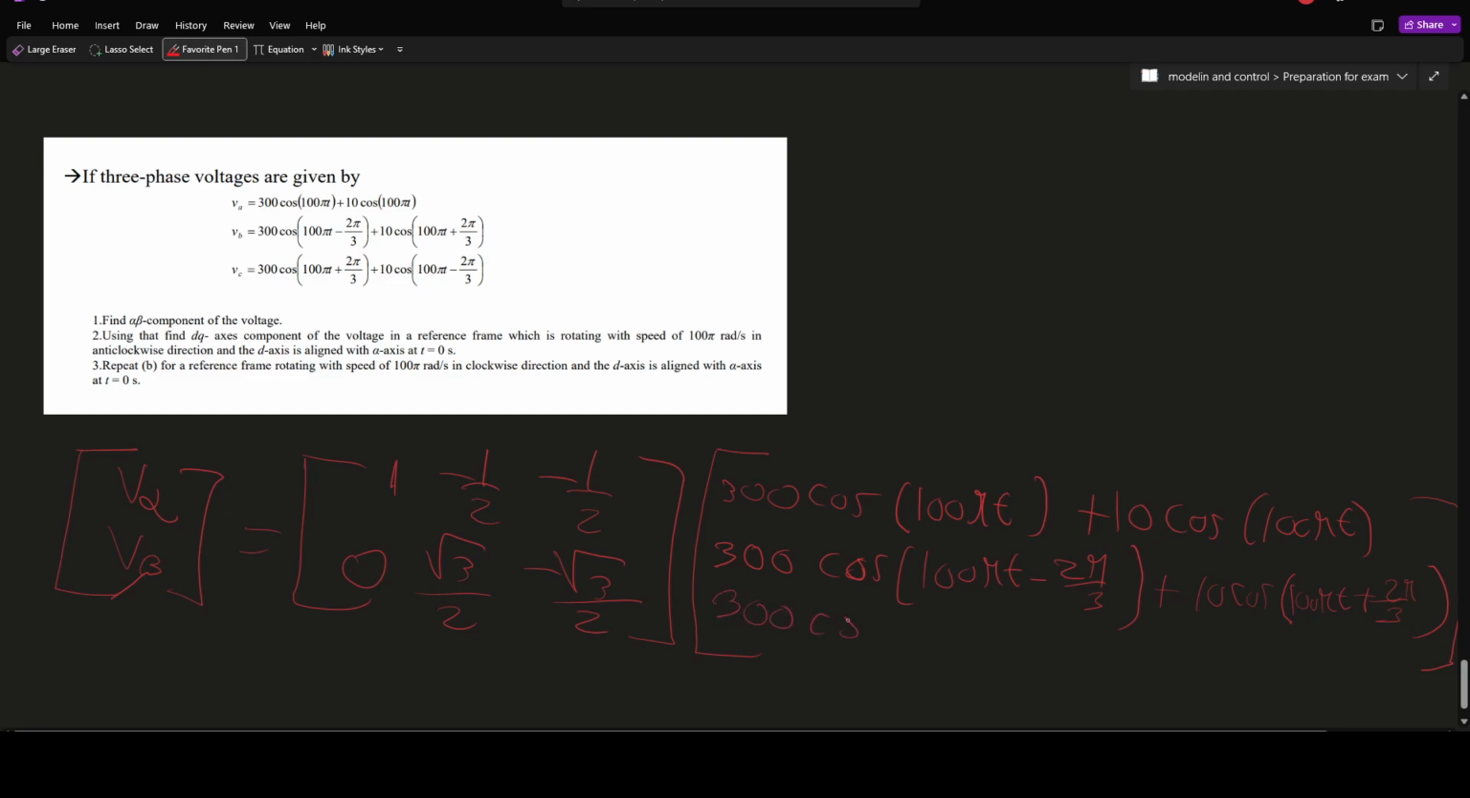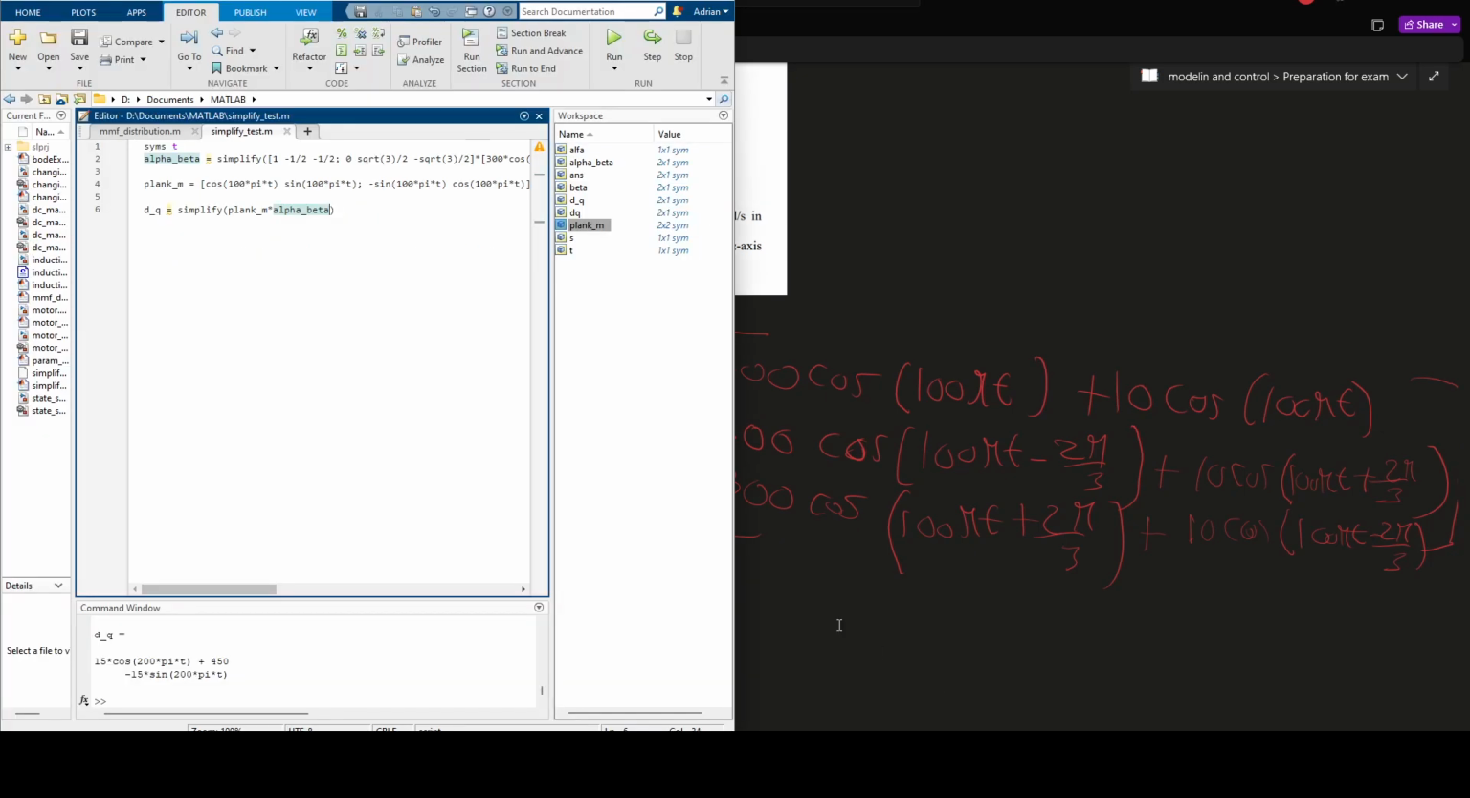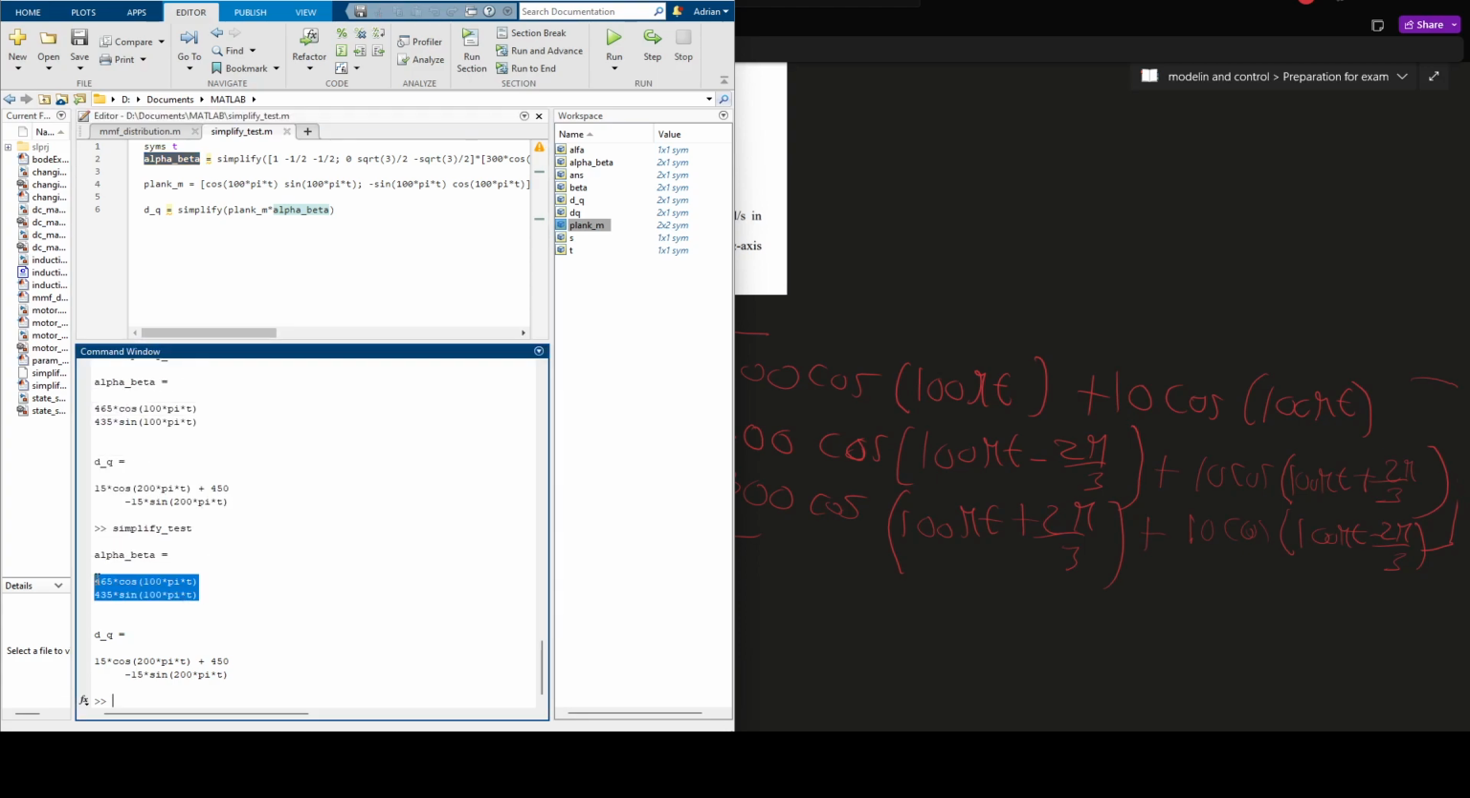and we have 300 cos 100 pi t plus 2 pi over 3 plus 10 cos 100 pi t minus 2 pi over 3. Okay, so we need to do these calculations to get the alpha beta components. Now this can be done with trigonometric identities, but I just went the easy route and used MATLAB to simplify. So here are the results.